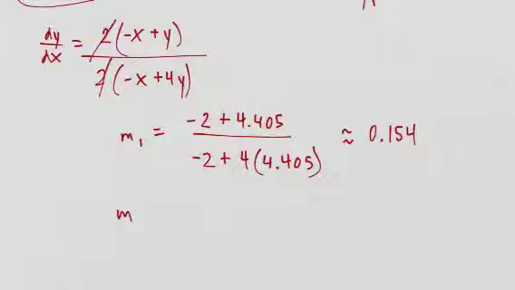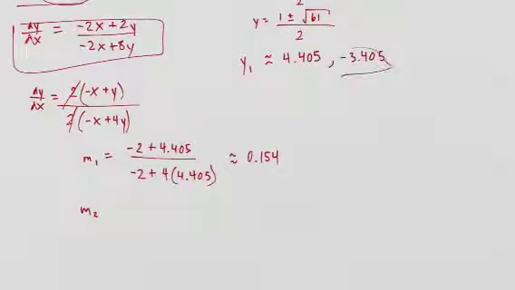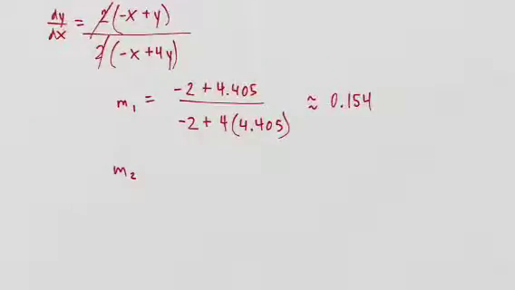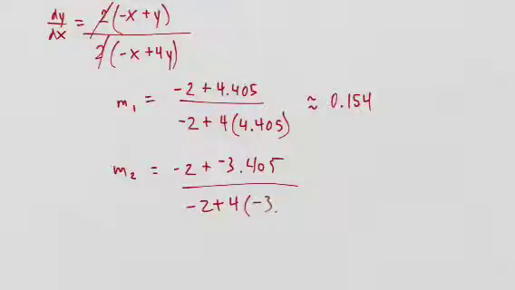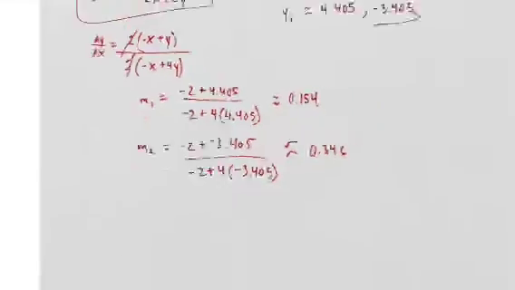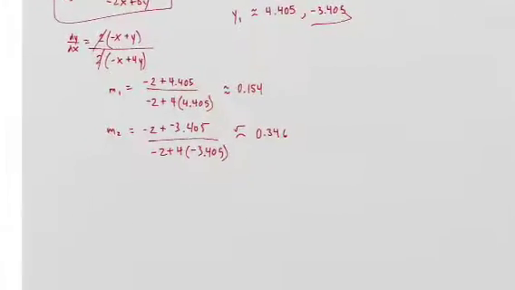And then my m2 just comes when I plug in that other one. So I'll plug that in, negative 2 plus negative 3.405 over negative 2 plus 4 times negative 3.405. And for that, I get another slope, and that one equals 0.346.